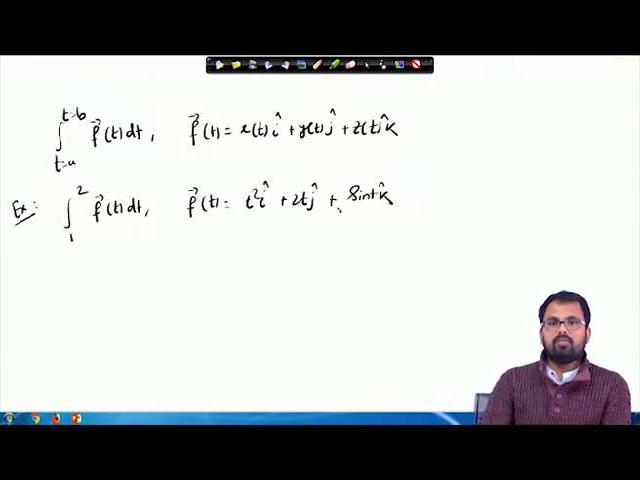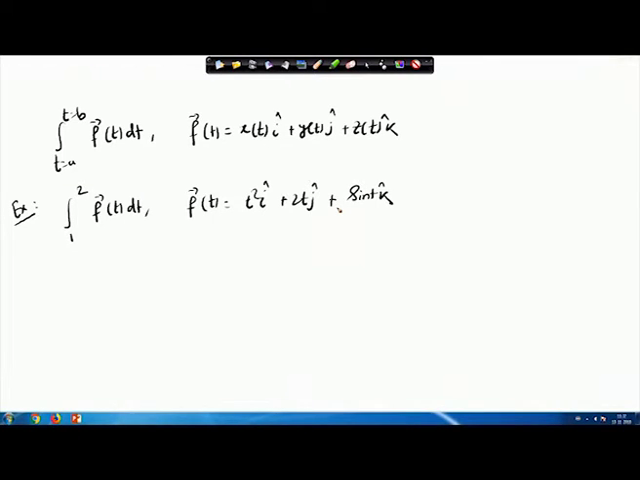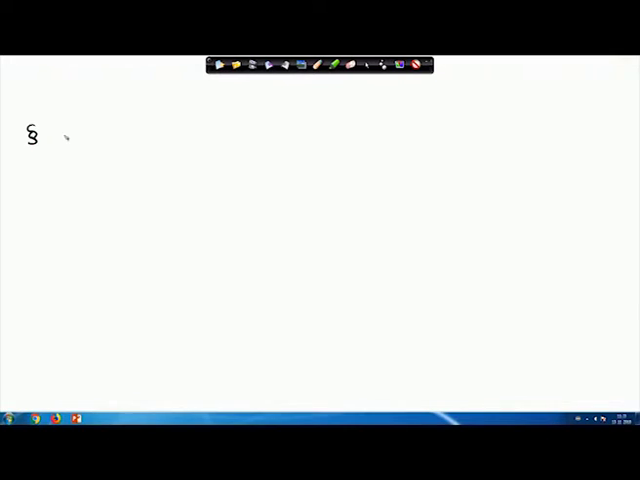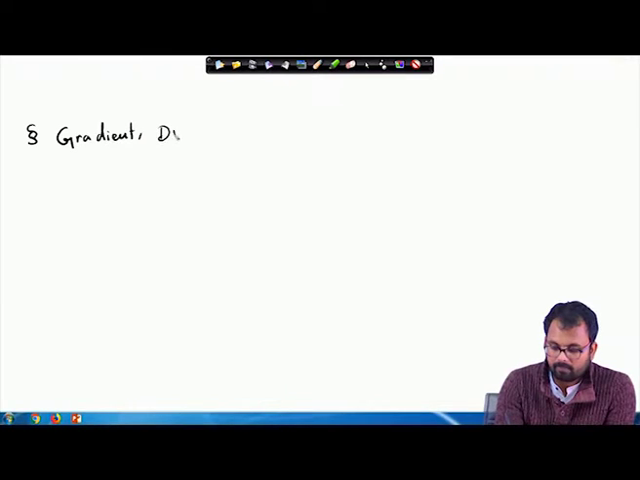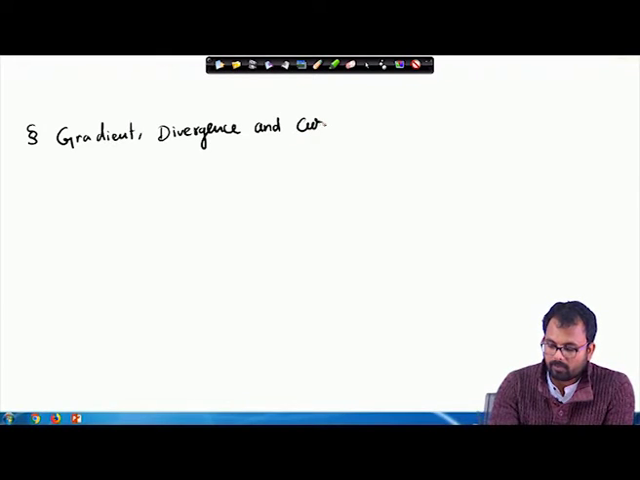Now, this is called integration of a vector, but a couple of chapters later we'll come to the topic of vector integration, which is slightly different. So, we'll also learn about those things. Today I am going to introduce another important topic which is quite relevant from the vector calculus point of view. So, today's topic is gradient, divergence and curl of a vector function.